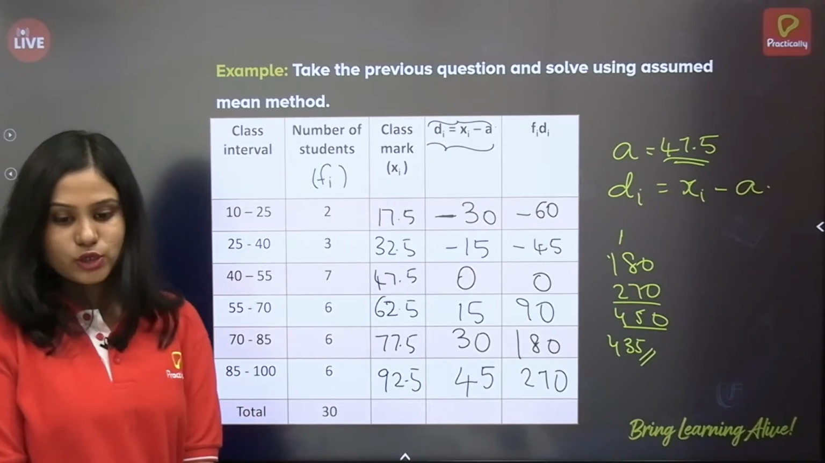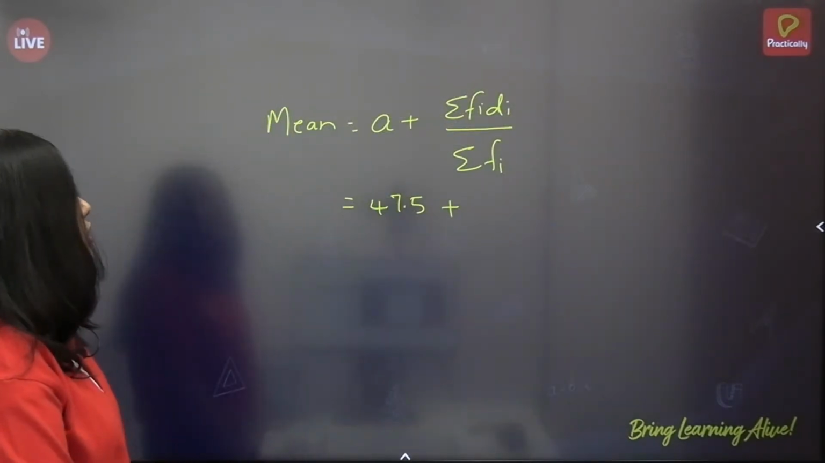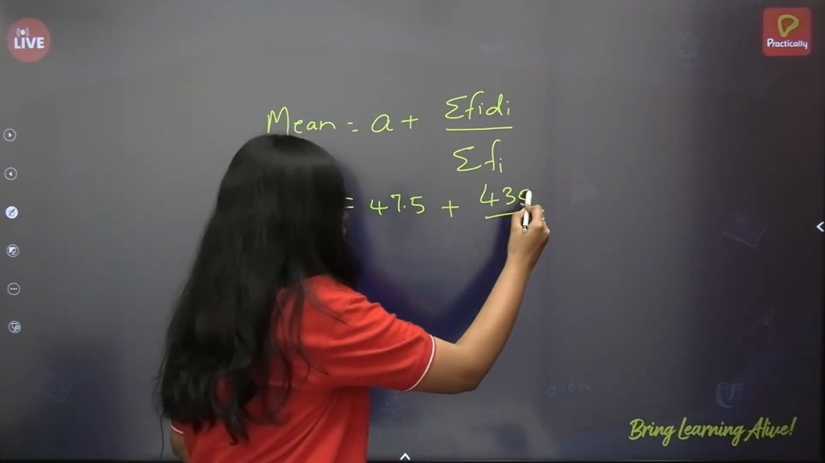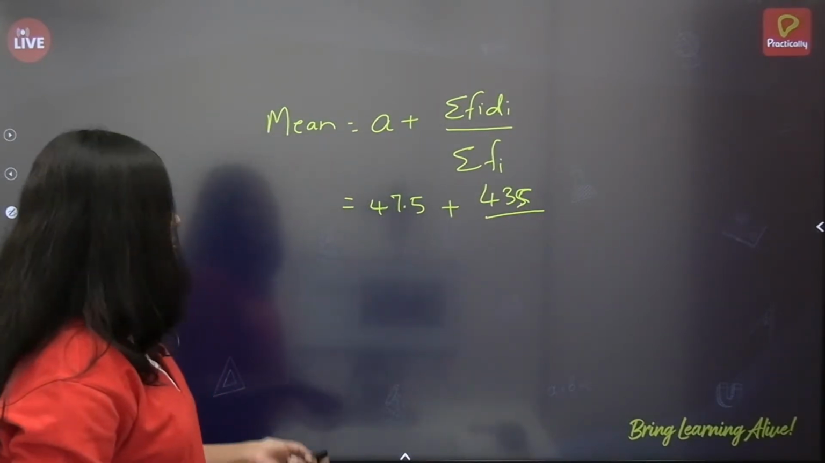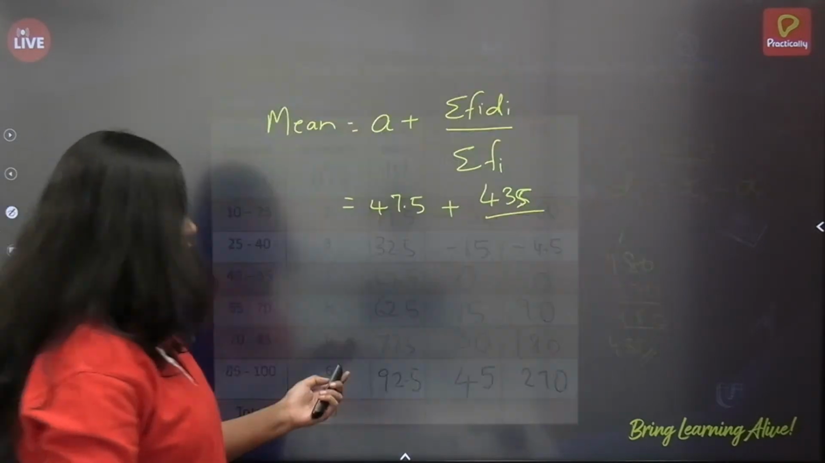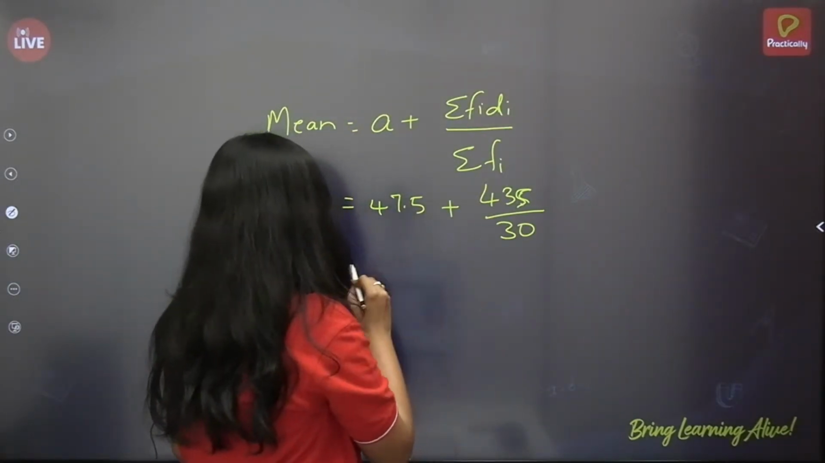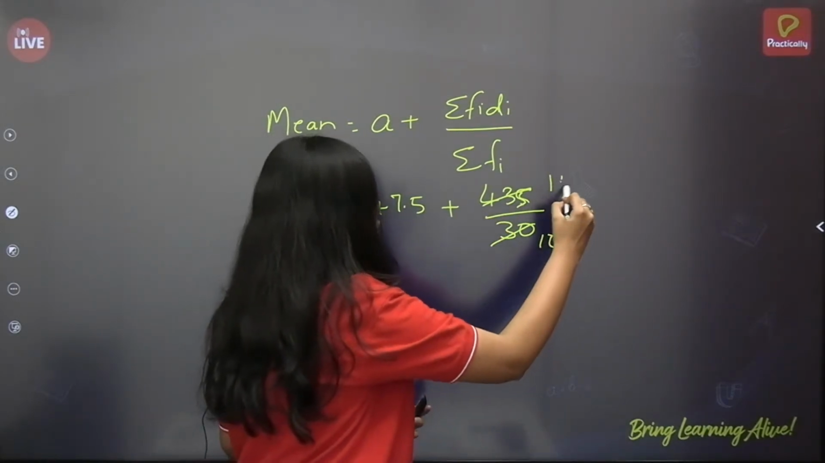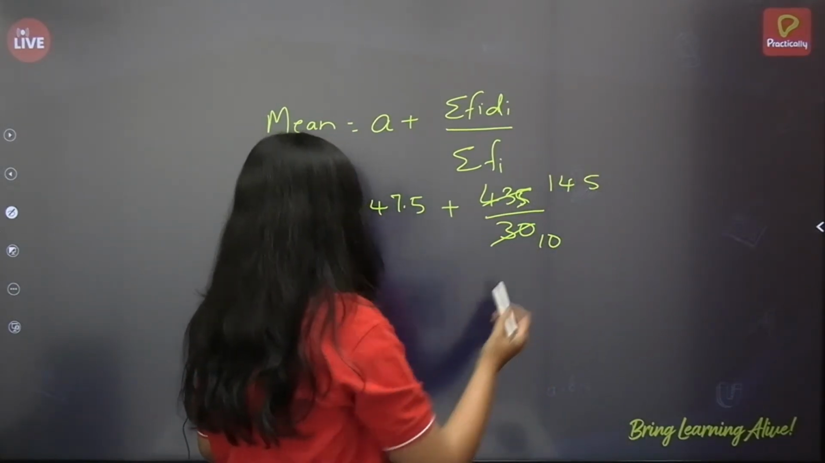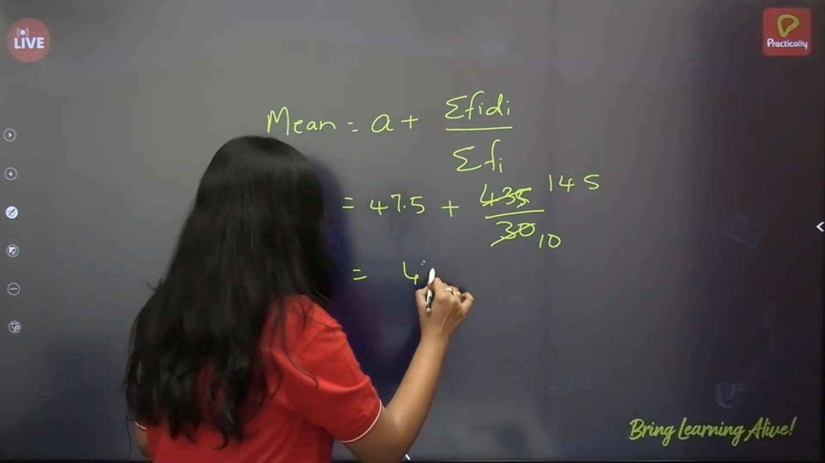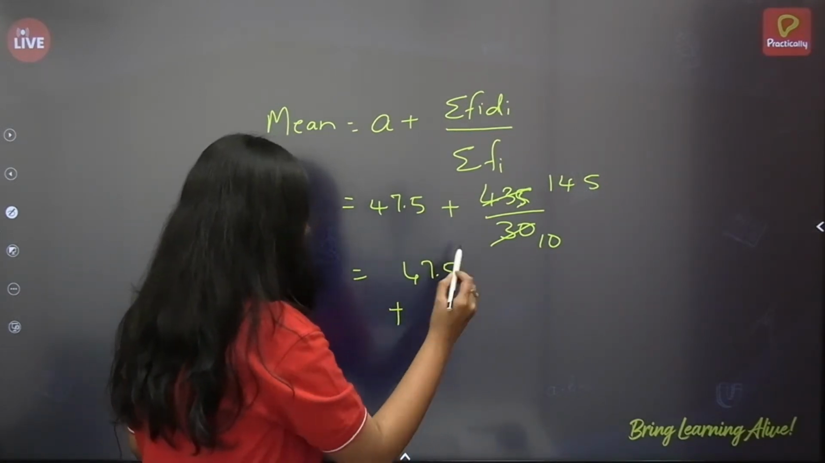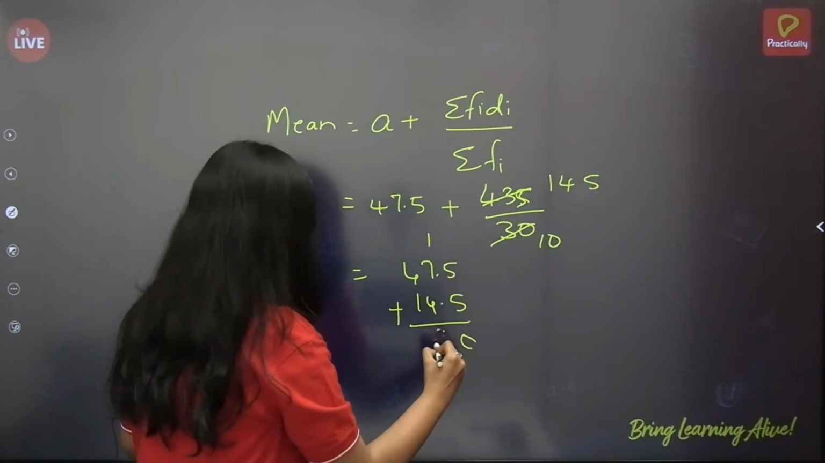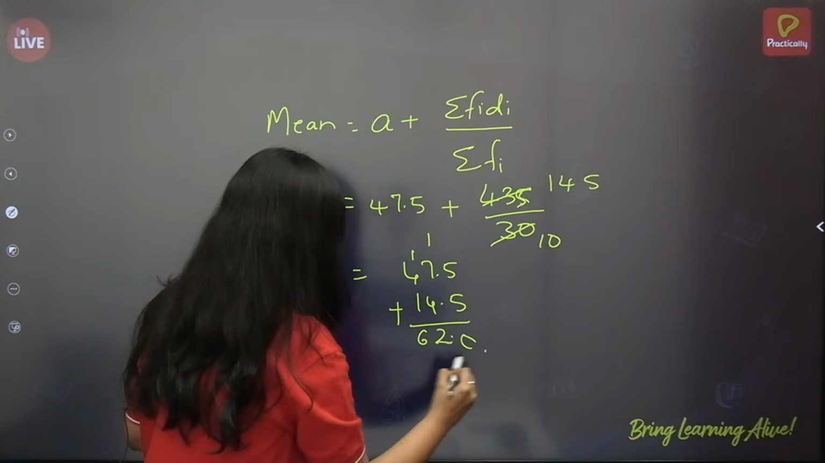So just substitute 435 by 5. By how much? Sigma fi is 30, so this is 3 times 10. 3 times 1, 1, 3, 3, 4 is 12, 1, 5, 3, 5 is 15. Correct? So 47.5 plus 14.5: 5 plus 5 is 0, 7 plus 4 is 11, 12, 4, 5, 6, 62.